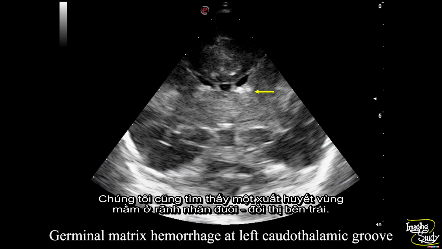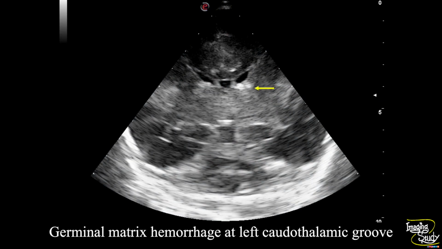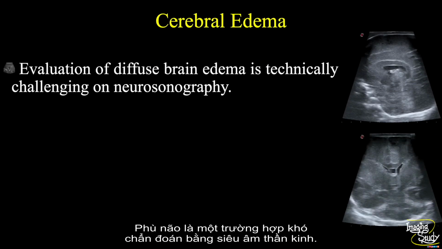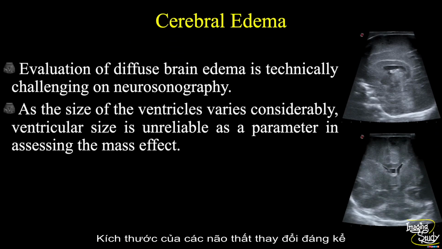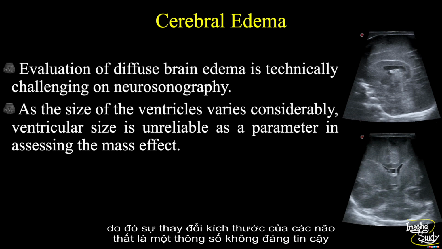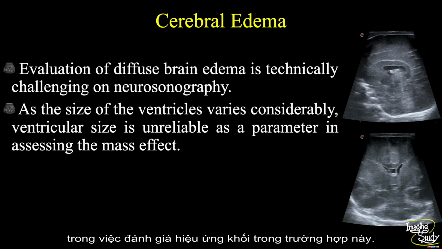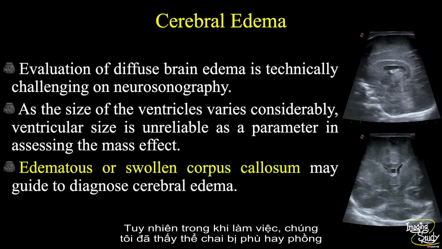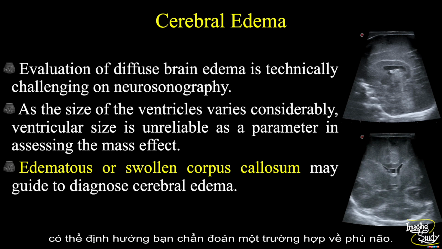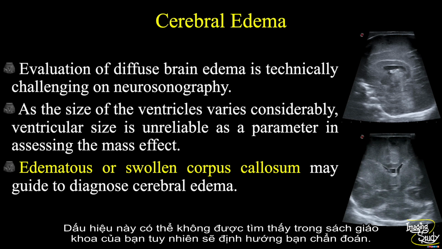We have also found a focus of germinal matrix hemorrhage at the left caudothalamic groove. The cerebral edema is actually a difficult case to diagnose with neurosonography. The size of the ventricles varies considerably, so ventricular size change is an unreliable parameter to assess the mass effect in this case. However, in our practice, we have seen that the edematous or swollen corpus callosum may guide you to diagnose a case of cerebral edema. This finding may not be found in your textbook, but it can guide you to diagnose.